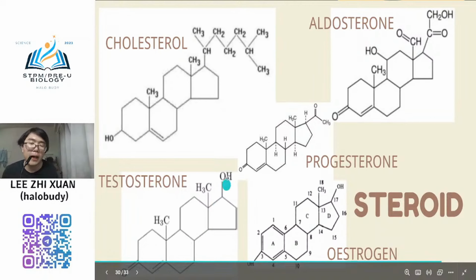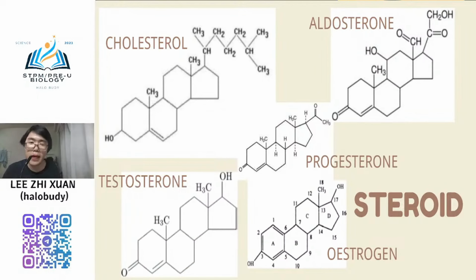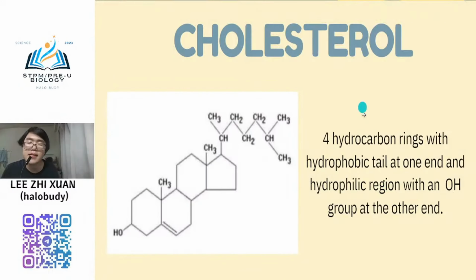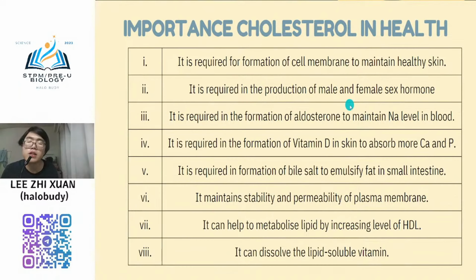This part is not the hydrophobic tail. This one is the hydroxy group, and this one is the carbonyl group. So, for example, in a simple way, cholesterol can undergo certain chemical and enzymatic reactions to convert into all of these. That is why one function is that they can produce male and female sex hormones, also the formation of testosterone.